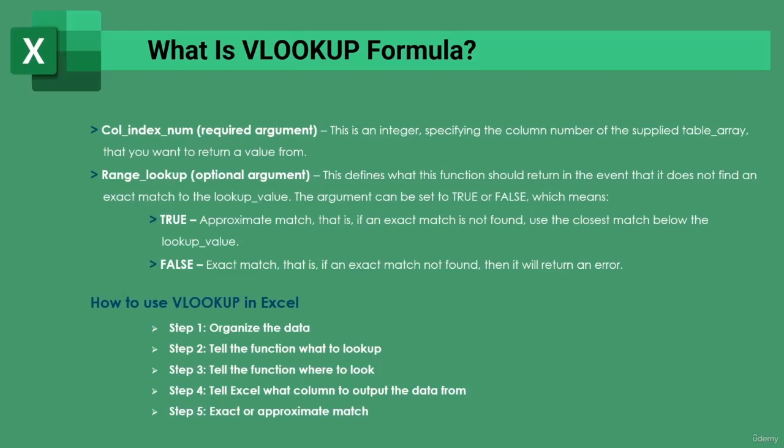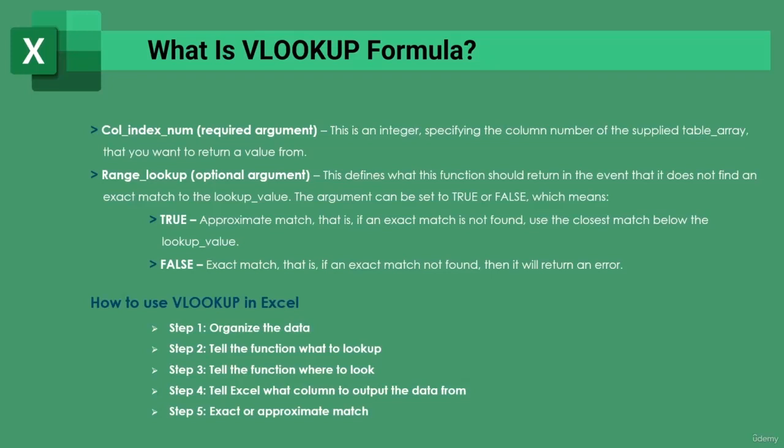The argument can be set as TRUE or FALSE. TRUE means approximate match, that is, if an exact match is not found, use the closest match to the lookup value. So that is approximate match. And FALSE is exact match, that is, if an exact match is not found, then it returns an error. TRUE and FALSE are also used as 1 and 0.